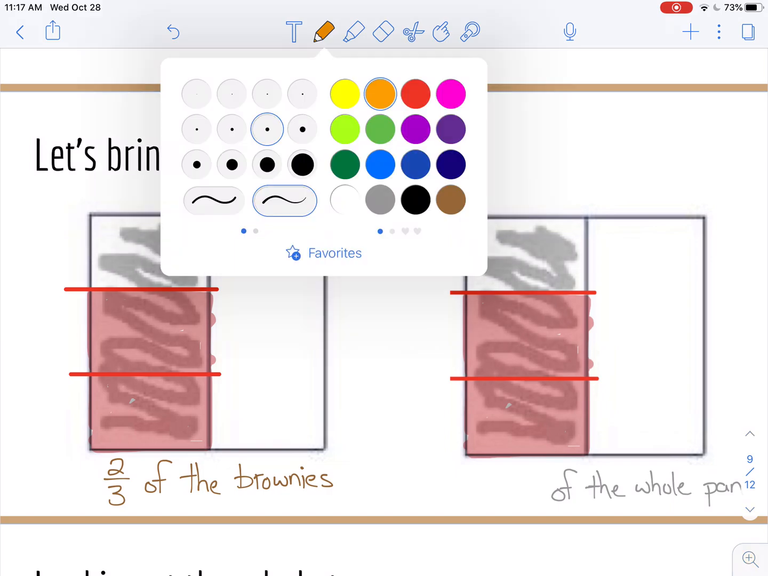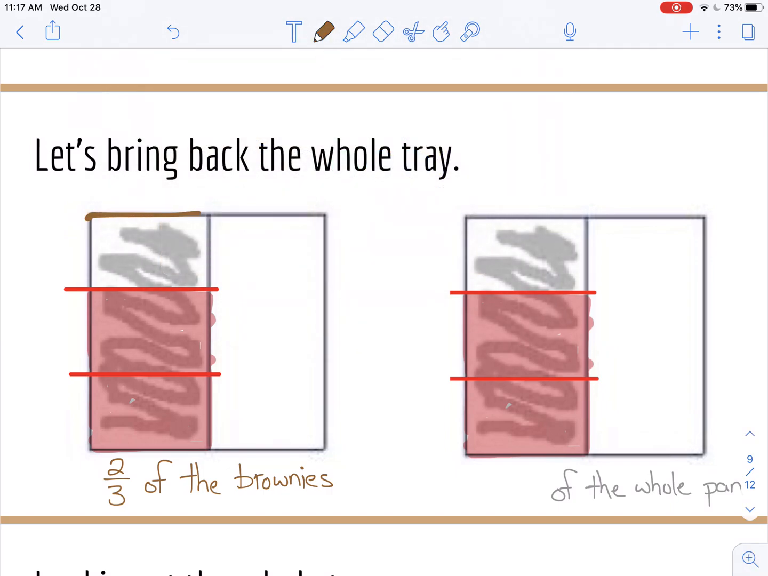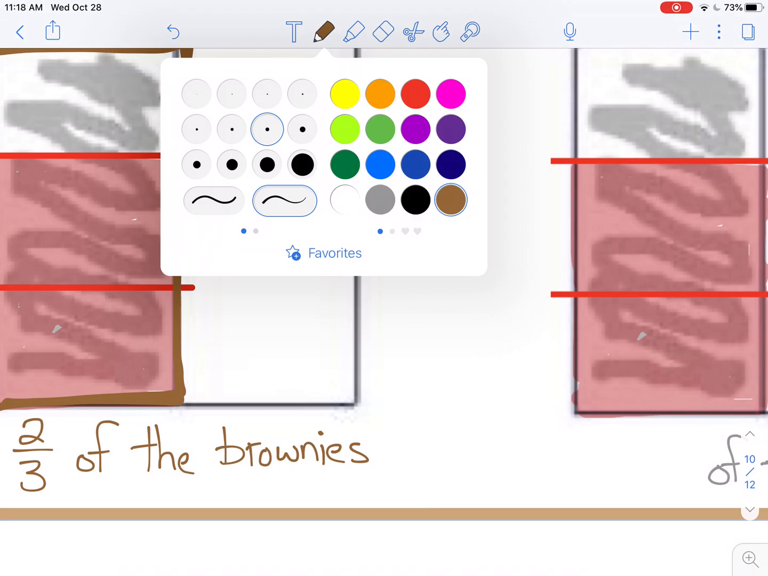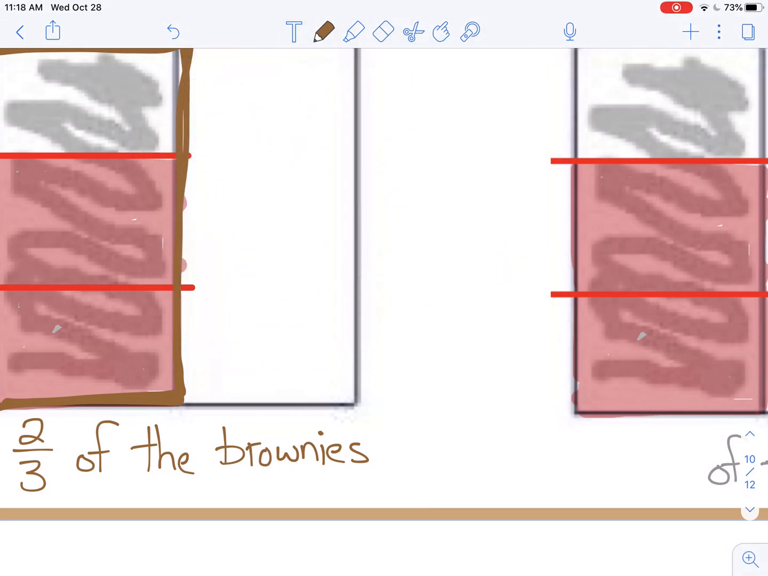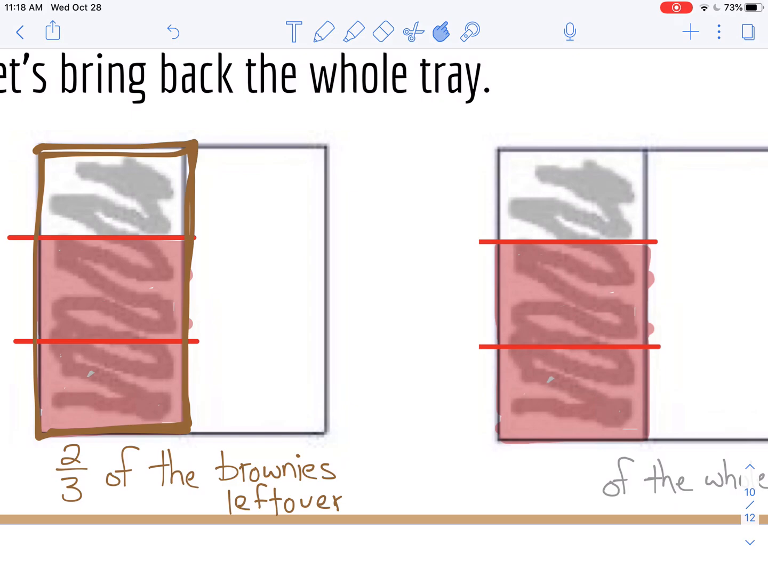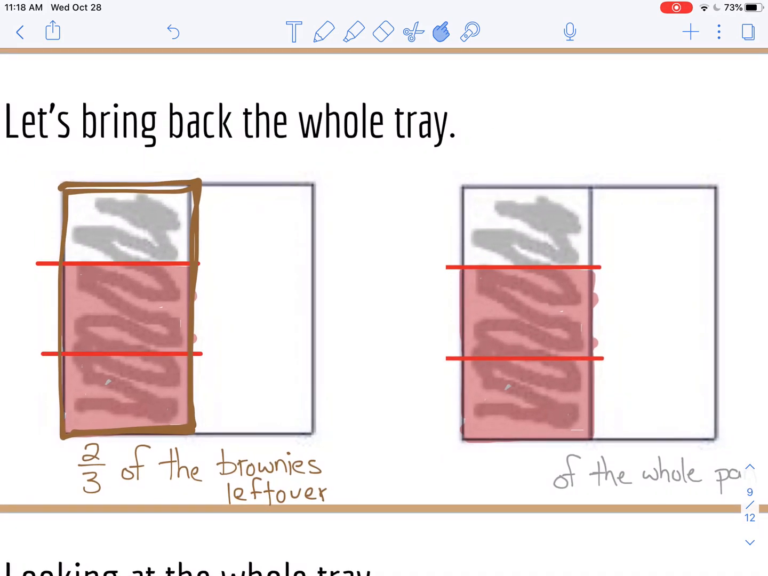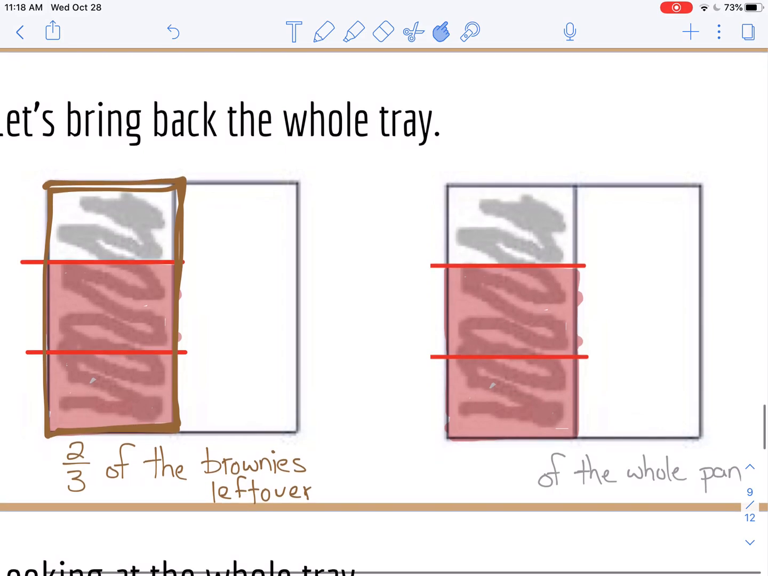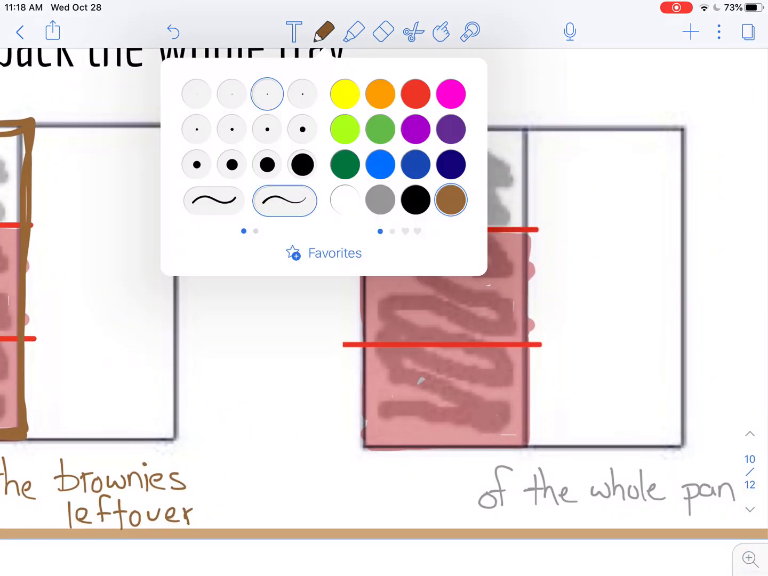You can see, here's that brownie part. This was the leftovers. He ate 2/3 of the brownie leftovers. I should probably write that in. He wrote 2/3 of the leftover brownies. But if the question says, how much of the tray did he eat? Then the answer isn't 2/3. To find that answer, I need to think about the whole pan or the whole tray.